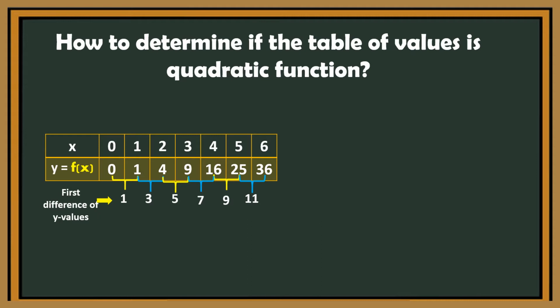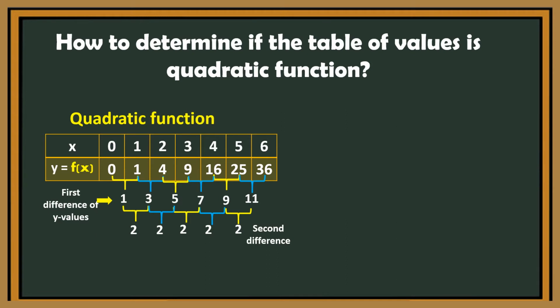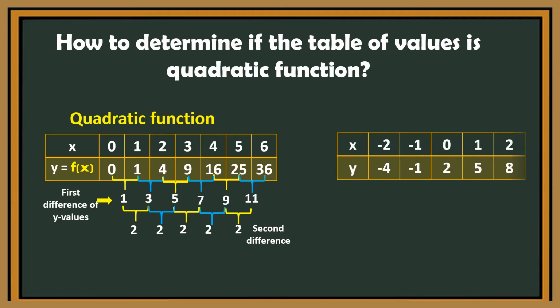Try natin yung pangalawang difference ng y values. Let's have here 11 minus 9. That is 2. 9 minus 7, 2. 7 minus 5, 2. 5 minus 3, 2. 3 minus 1, 2. So, mapapansin nyo, sa pangalawang difference niya, ay magkakapareho na. Ito yung hinahanap natin. So, kapag sa pangalawang difference magkakapareho, it means that the table is quadratic function.